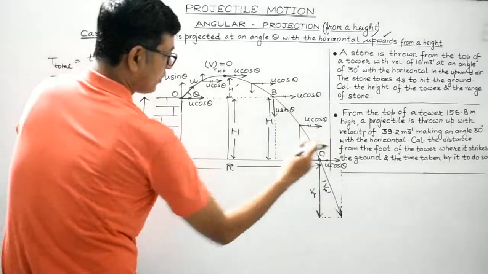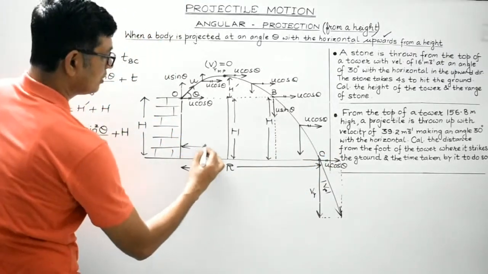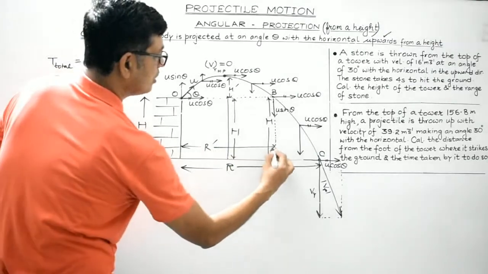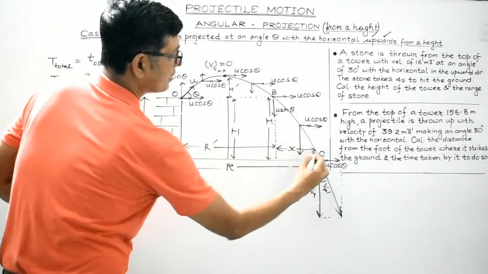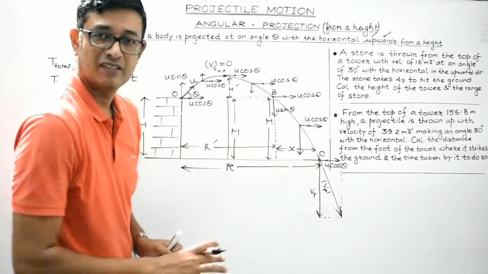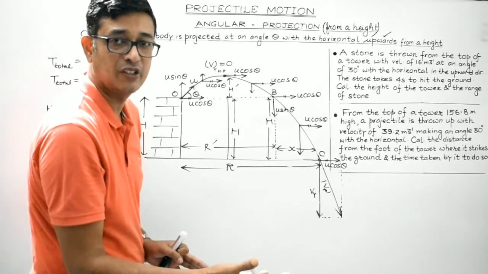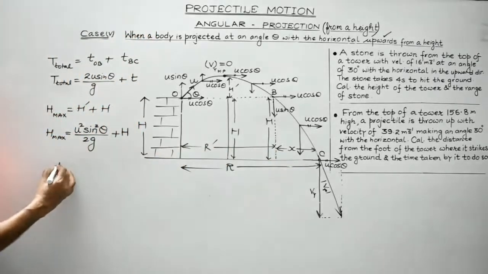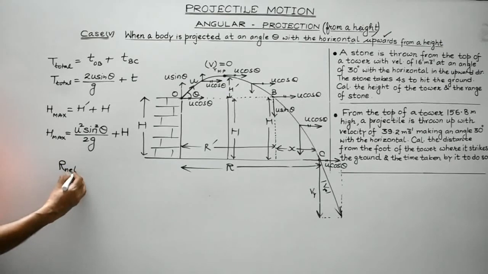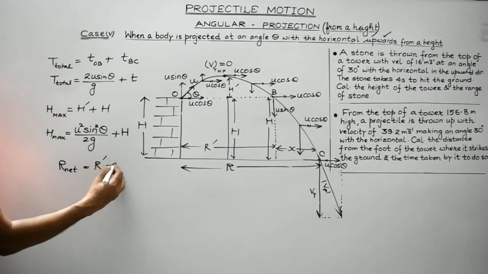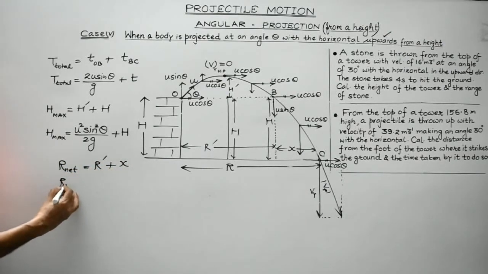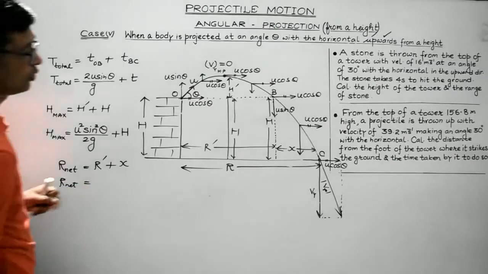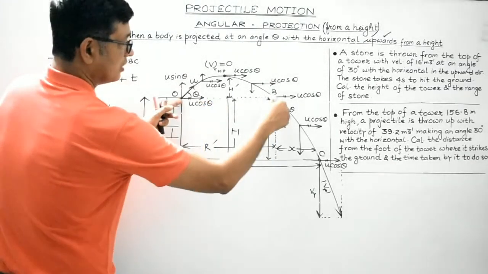What about the range? It is r dash plus, suppose this is x. This x, its value was determined just in the previous article. So what about the range? Net range will be equal to r dash plus x. So the net range in this case would be this distance.